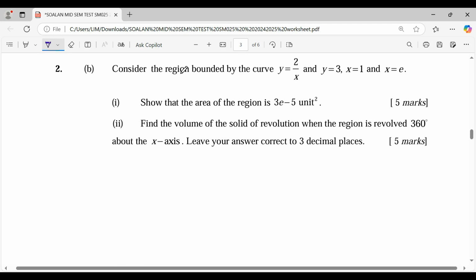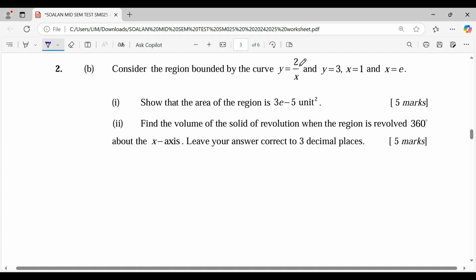Then we move on to the second question here. Consider the region bounded by the curve, the reciprocal graph, and then y equals 3 and x equals 1 and x equals the exponential value e. Show that the area of this region is 3e minus 5. And then find the volume of the solid of revolution when this region is revolved 360 degrees about the x-axis. Leave your answer correct to 3 decimal places.